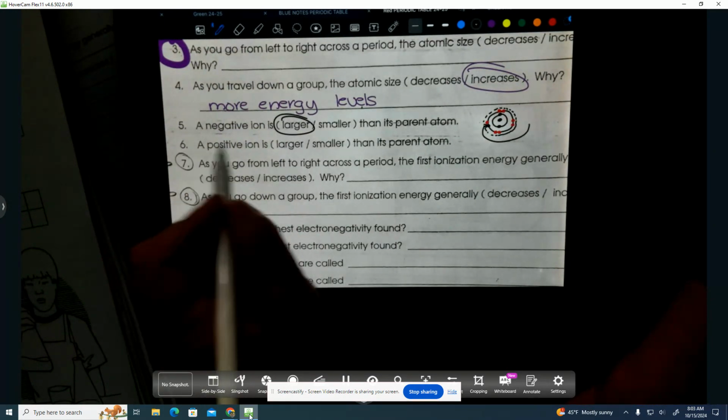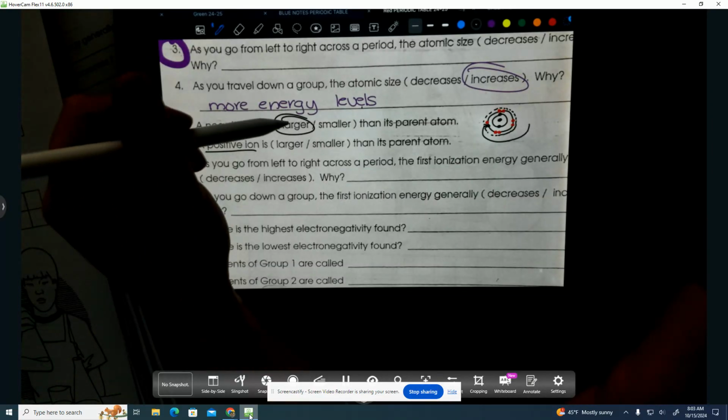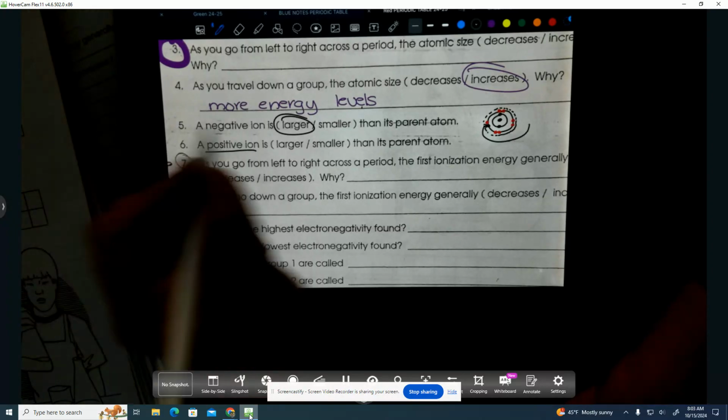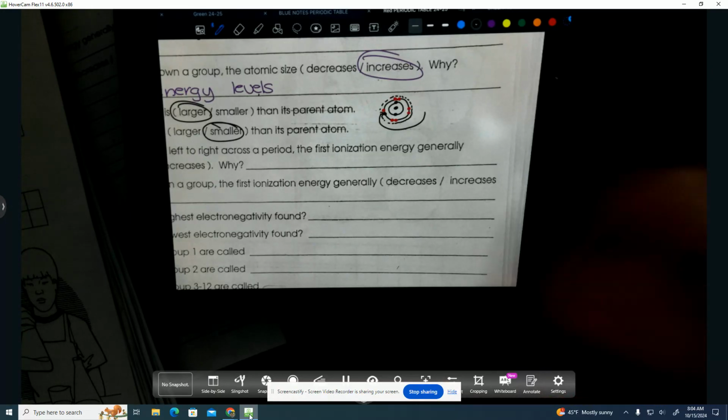What happens when you get a positive ion? If a negative ion gets bigger, what is a positive ion going to do? Get smaller. Why does a positive ion get smaller? Think about what's happening with the electrons. Hold on a second, Dylan. Go ahead. But if I said you can't get bigger because you're gaining an electron, you can't get smaller if you're losing an electron. What are you actually losing when you lose that electron?